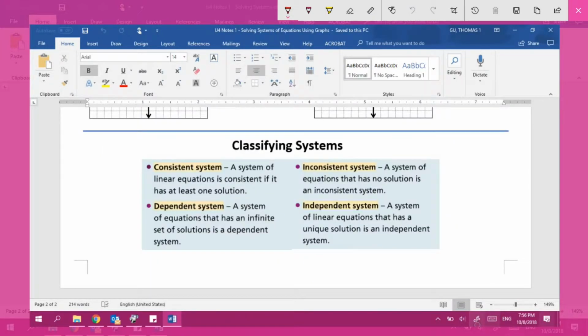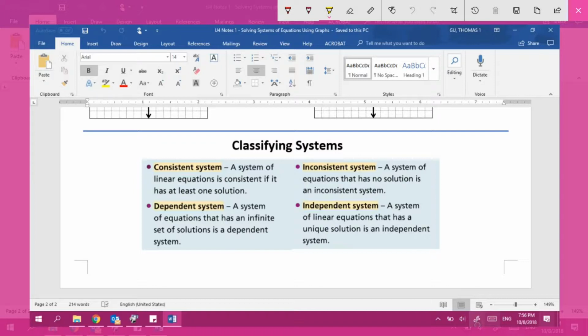Next up, we're going to learn how to classify these systems. We've got these systems of equations, and we can classify them. So there's some vocabulary here. First up, we've got consistent system. A system's consistent if it has at least one solution.